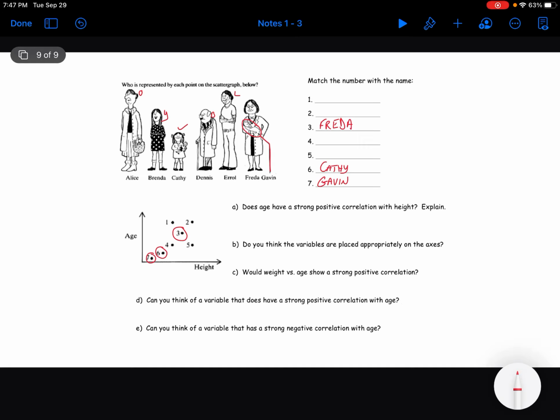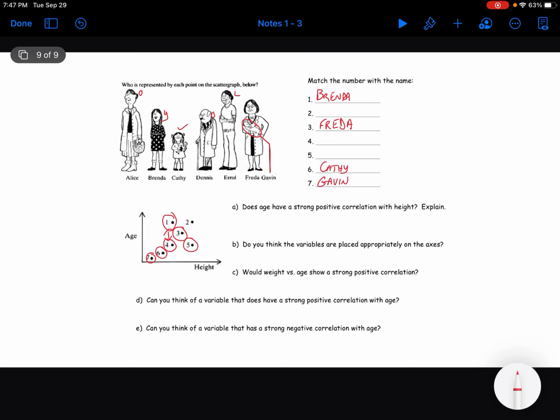Now we need to look at the next taller people. So we've got 4 and 5. So 4 and 5 are the next ages, but their heights are different. Okay, so if I were to look at the next thing, I'm going to look at the height, and I'm going to say I'm looking at 1 and 4 are the same height. So Brenda is younger, because 1 is younger than 4.